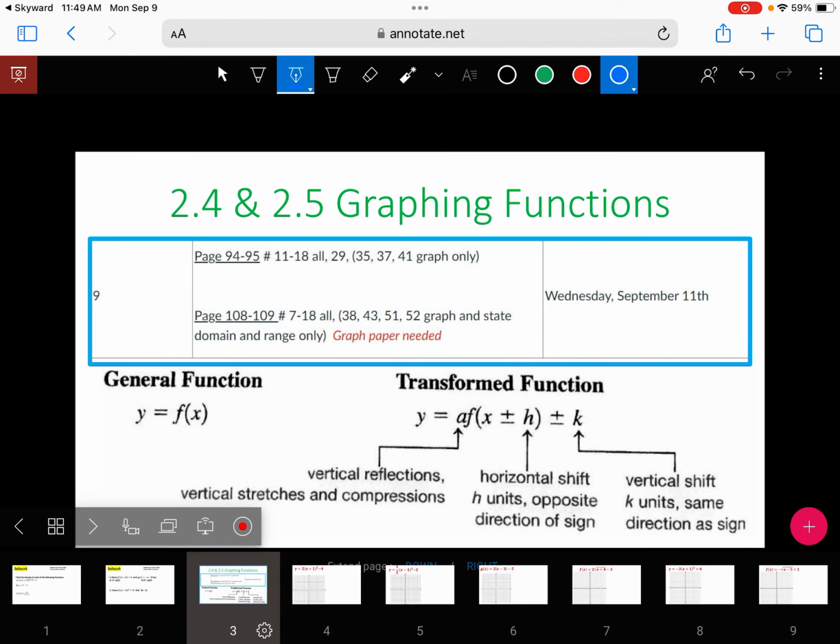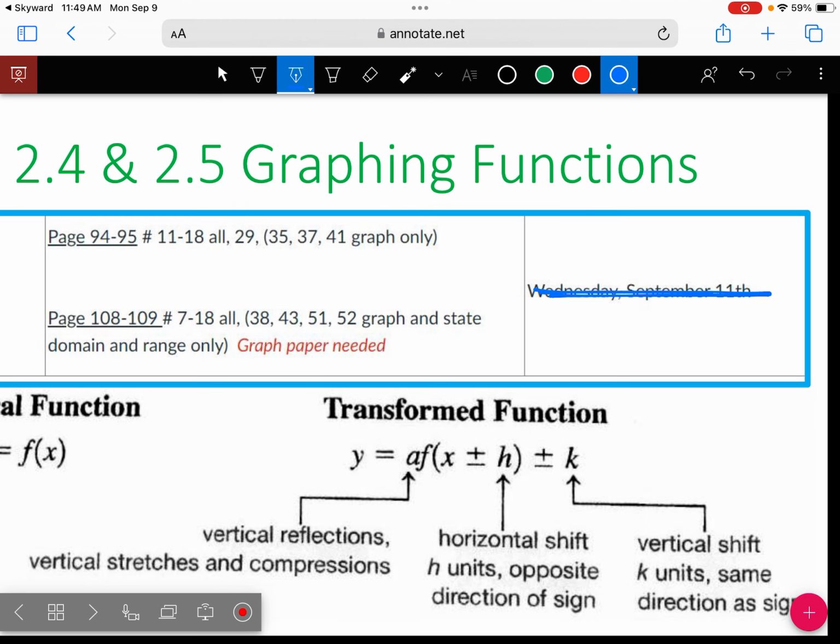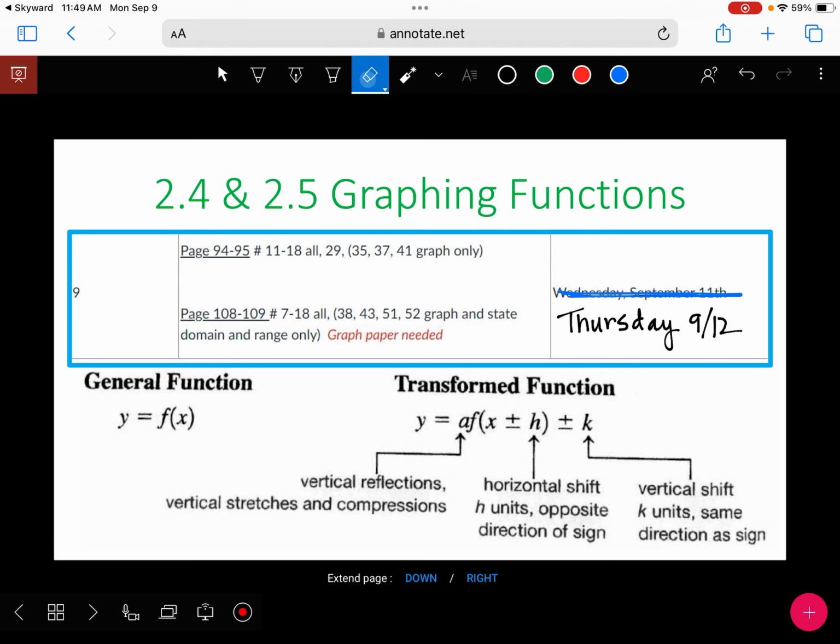So let's go ahead, because I may not remember to change this on Canvas. Just know that this is due Thursday, 9/12. And for this portion of it, can I have your attention, please? For this portion, you do have to do this on graph paper. So homework 9, I'm changing the due date to Thursday.